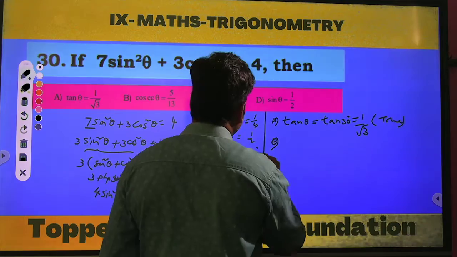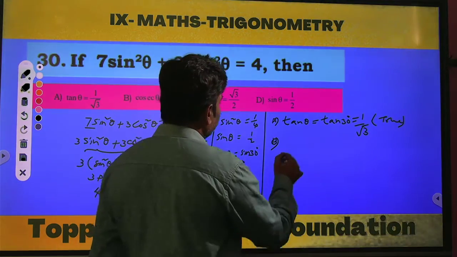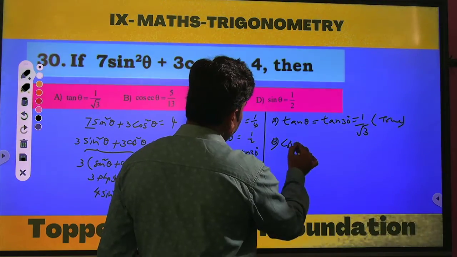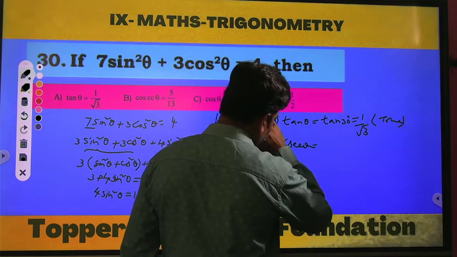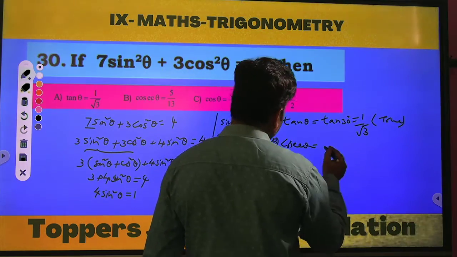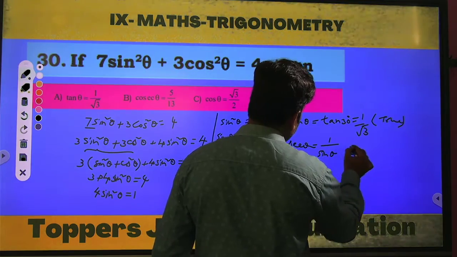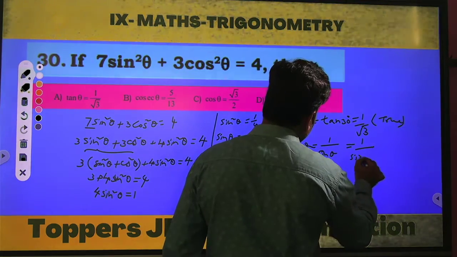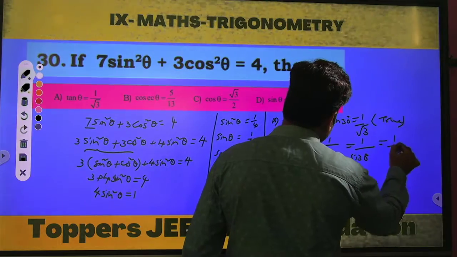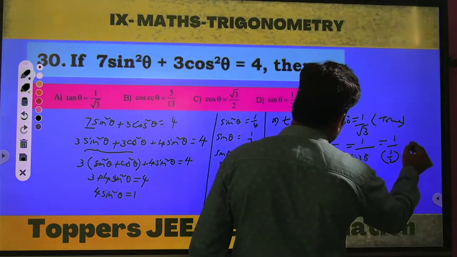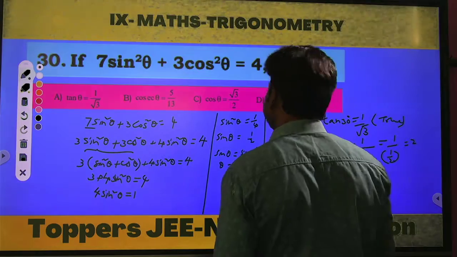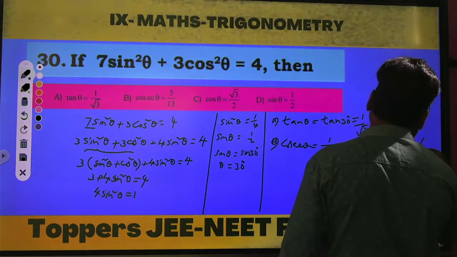Now option B, cosecant theta. Cosecant theta is nothing but reciprocal of sine, means 1 by sin theta. And 1 by sin theta means, theta here is 30 degrees, 1 by sin 30 degrees, 1 by 1 by 2, that becomes 2, but the given value is 5/13, that is false.